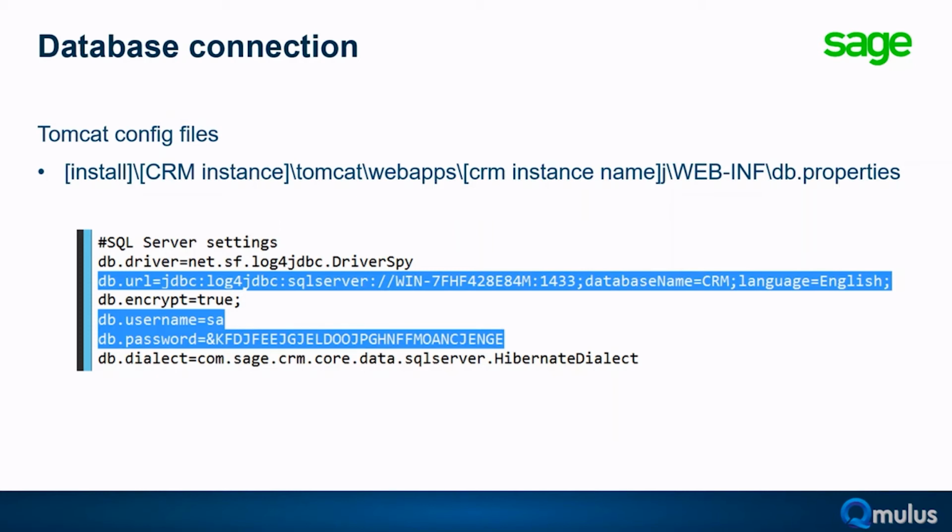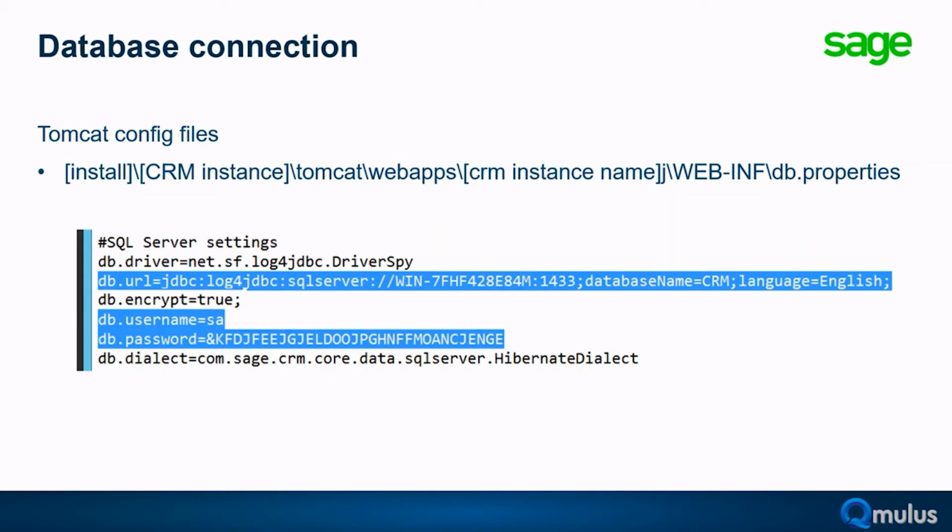So you'll go into the install directory, then your instance name, then Tomcat, webapps, then CRM instance name. So if it was called CRM, it would be CRMJ. You can't forget the J. The J is very important there. If you leave out the J, you won't see the folder structure that you're looking for. So it's instance name J, WEB-INF, and then there'll be a file called db.properties.